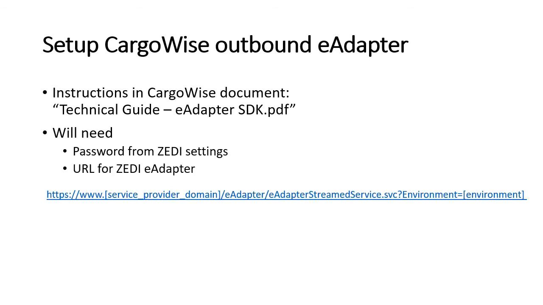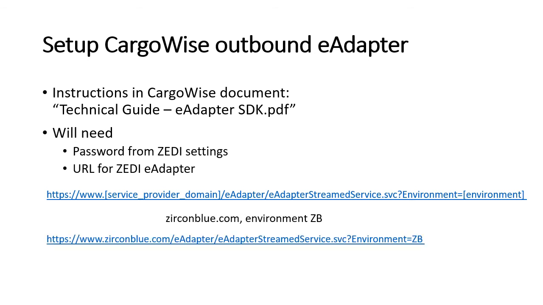The URL will be in this format. So, if your service provider's domain was zirconblue.com and your environment code was ZB, the URL would be this. Note that the URL begins with HTTPS rather than HTTP. This is important as it ensures that the transactions are sent securely between CargoWise and ZEDI.